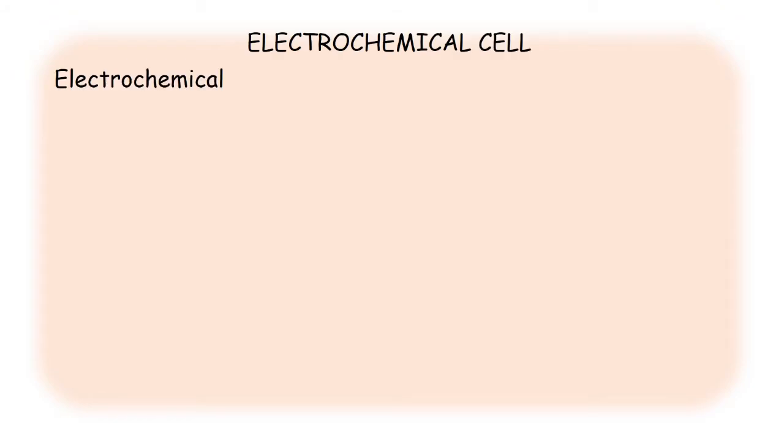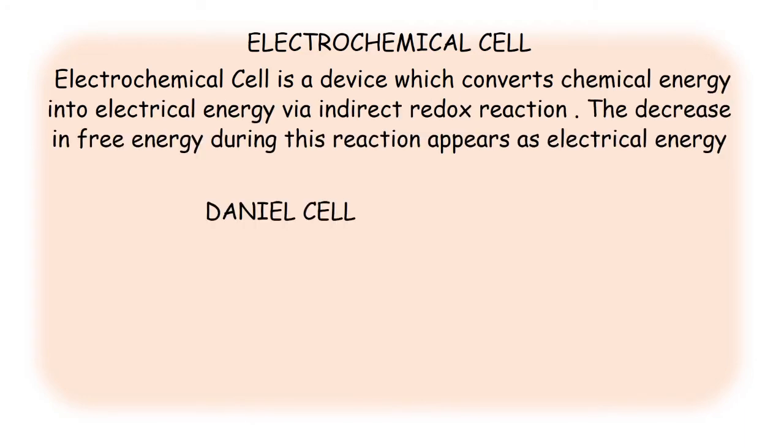Well, what is an electrochemical cell? An electrochemical cell is a device which converts chemical energy into electrical energy via an indirect redox reaction. The decrease in the free energy during this reaction appears as electrical energy. The simplest form of electrochemical cell is the Daniell cell. It is also known as the galvanic cell.